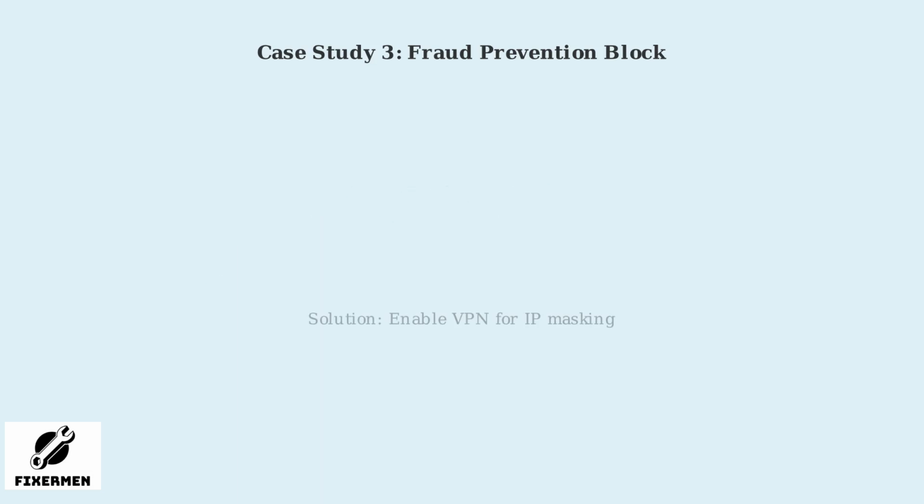To resolve this, the user enabled a VPN to mask their IP address and completed additional identity verification steps provided by Cash App. This satisfied the security protocols and allowed the account to be added successfully. This case shows how proactive security measures, while important for protection, can occasionally require extra steps from users to verify their identity.